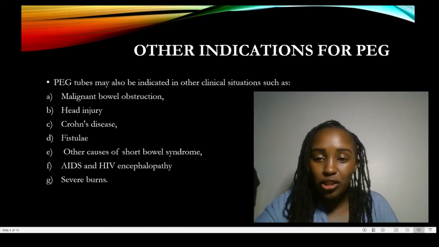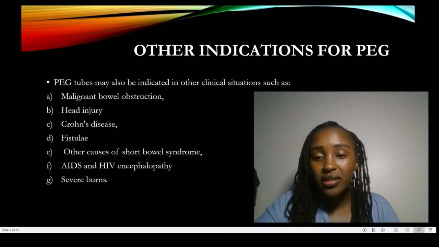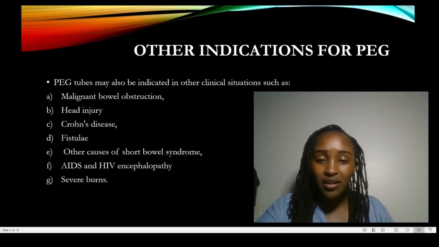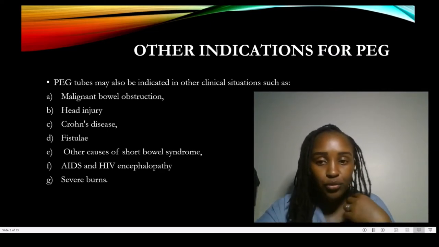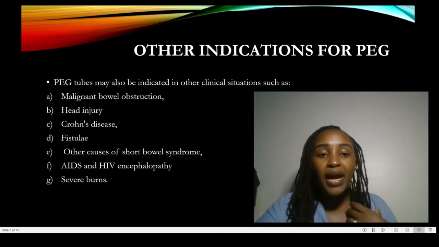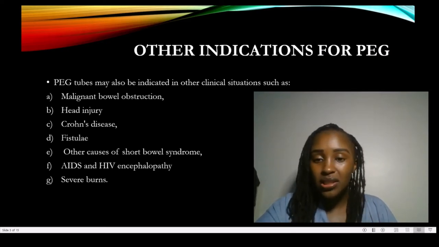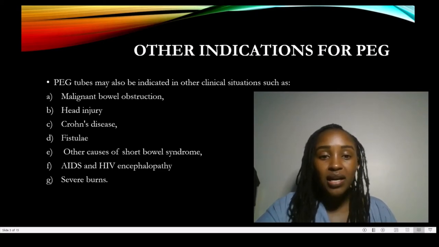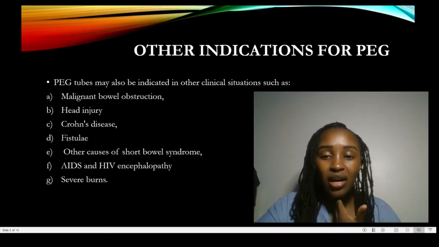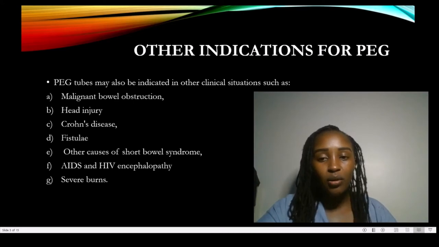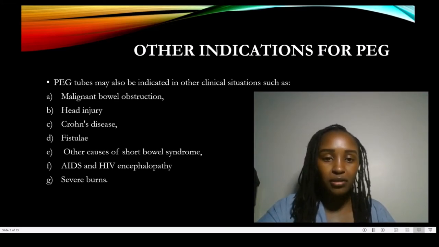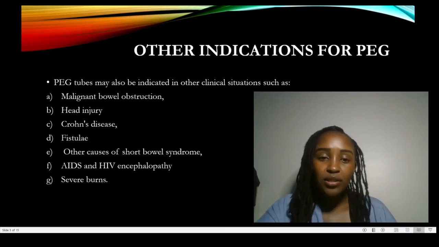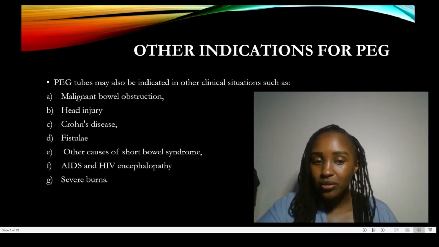So other indications for having a PEG inserted may be malignant bowel obstruction, because again, this goes without saying, you're not able to maintain your nutrition. Head injury, because in this situation you're not able to have your swallowing reflex or the gag reflex, which makes it possible for you to not get food in your airway. And then Crohn's disease is one of the indications, especially when it is severe. If there's a fistula anywhere along the alimentary canal up to the stomach level, then a PEG tube may be called for. Other causes would include short bowel syndrome.